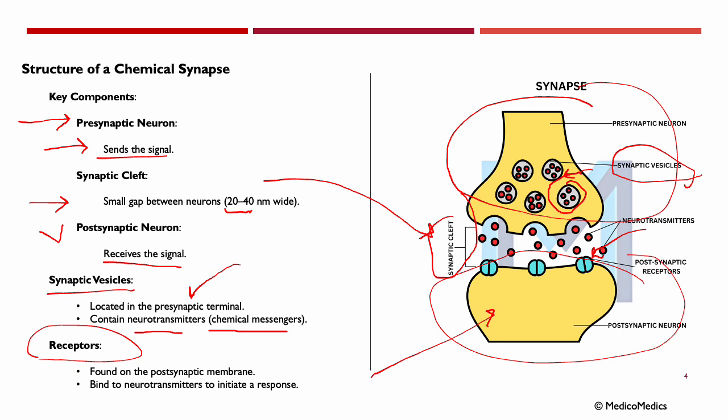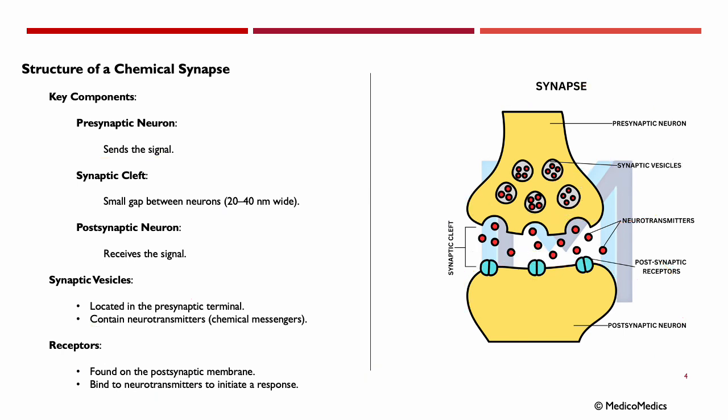Now, we also have receptors. That's a crucial component. And these are found on the postsynaptic membrane. So this is the postsynaptic neuron, and here is the postsynaptic membrane. And you can see the illustration of these receptors on this membrane. So these bind to these neurotransmitters to initiate a response.